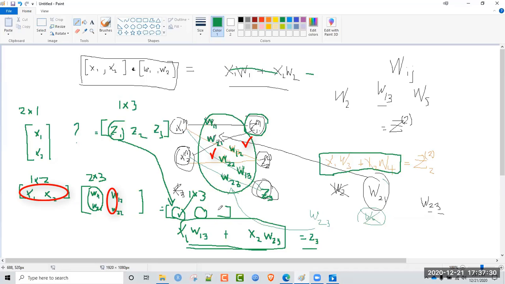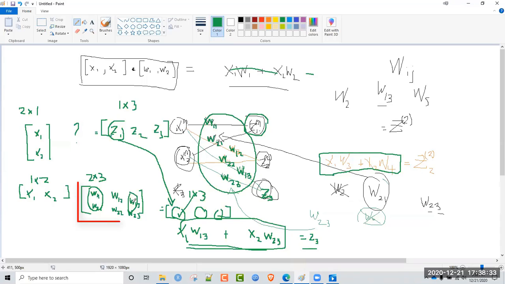And then how do we get this element? It's going to come from these, this times these. And what is it supposed to be? Z3 is supposed to be, the weights are what? I'm sorry, W13 and W23. So this must be W13 and W23. Now we've designed this matrix W so that when we multiply it times the input matrix X, we get what we wanted it to give us.